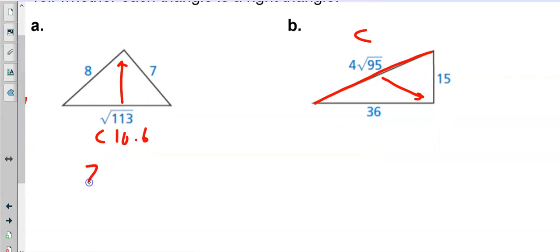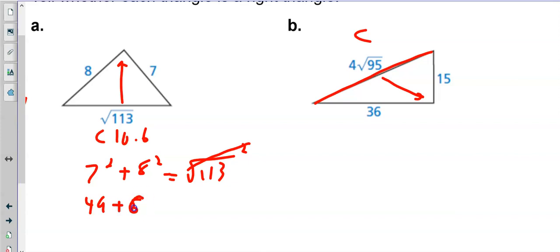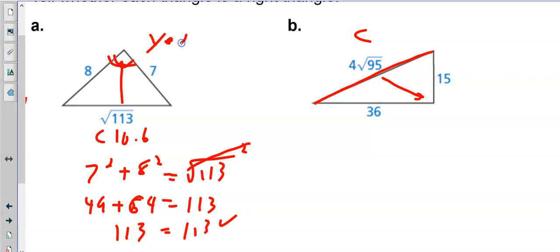So what we do is 7 squared plus 8 squared equals the square root of 113 squared. Now, remember, anytime we have this situation, that goes away. So what we got is 49 plus 64 equals 113. We get 113 equals 113. Check. That's a right angle. So the answer is yes.